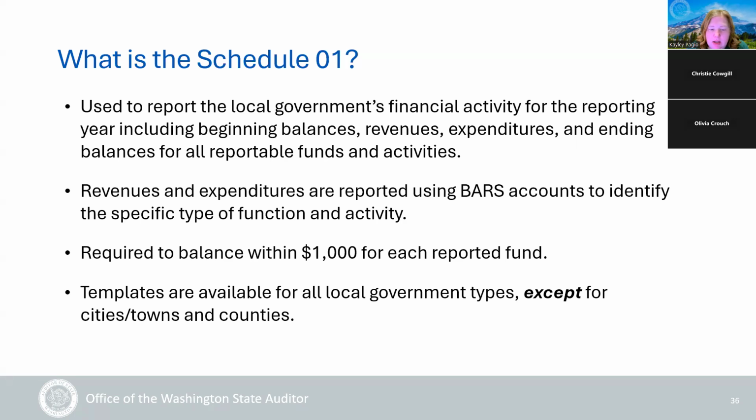This financial activity is reported using BARS accounts to identify the specific type of function or activity the transaction is supporting or the source of the revenue. Each reported fund is required to balance within $1,000 to submit the report. But don't worry, once you're at that step in the filing system where you're uploading the Schedule 01, it will notify you if any funds are out of balance by more than $1,000.